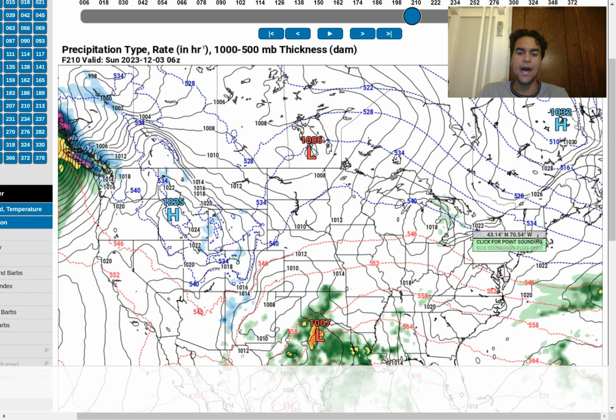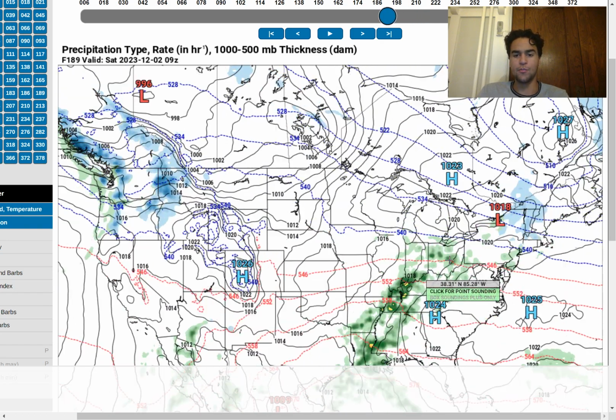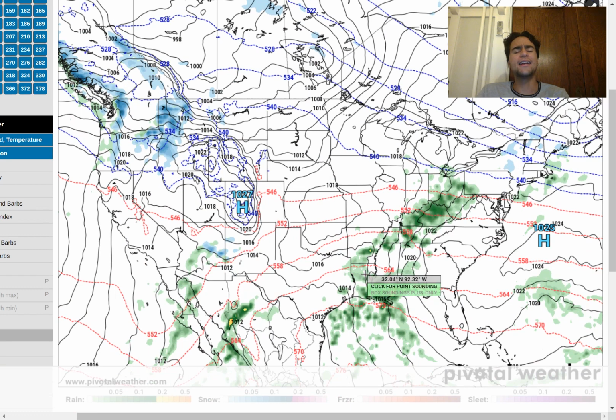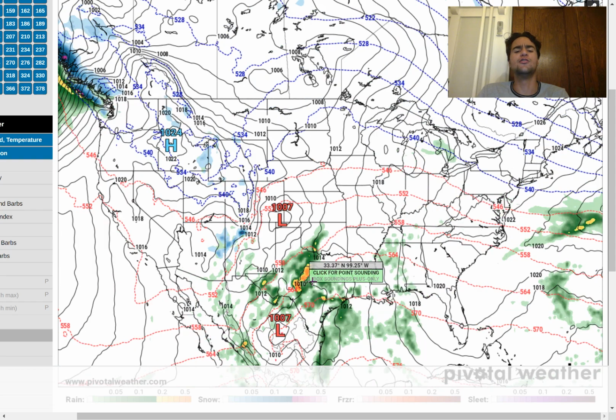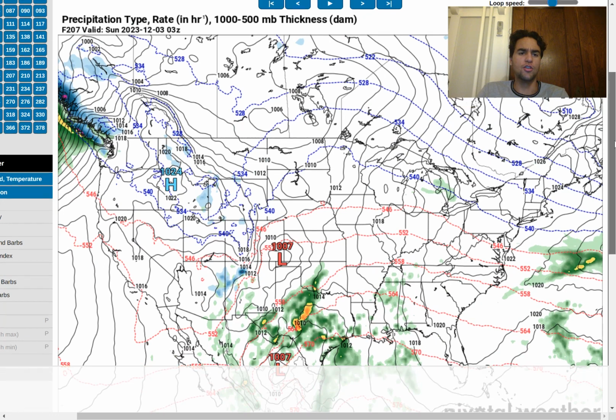We see that on the backside of this storm system, there is going to be an increase of convective activity that could lead to our next snowstorm that could be more significant in the more long-term future.